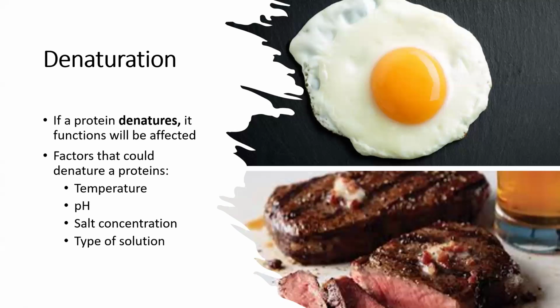Same thing with the meat, right? When it goes from raw to cooked, it changes from red to brownish. The color change is an indication of denaturation. Let's talk about temperature. Heating up is not the only way to denature protein.